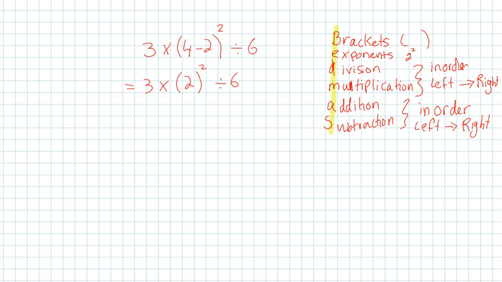Okay? After that, after the bracket comes the exponent. So I have to look at the exponent, so I have 2 squared, I have to do that. If you happen to do 3 times 2 and then do the exponent, that is wrong. You're going to get a wrong answer because you're not following the order. So first, you must do your exponent. So that's going to be 4.